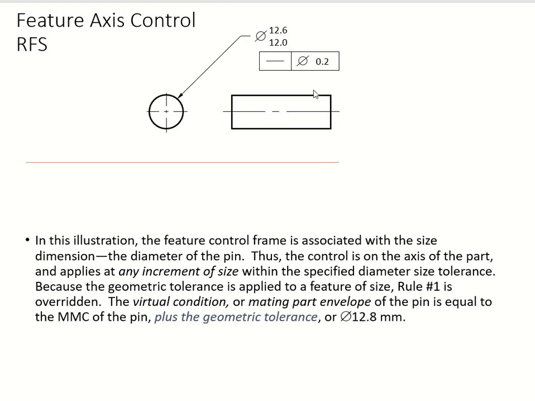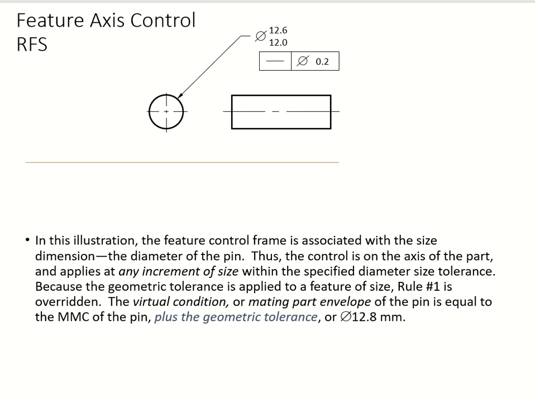Why? Because it's easy, because in the example you always see the axis, so you know the control is right on there because of this face. Of course, now we're dealing with the feature of size because we have a size limit and also the geometric tolerance written there for you, and we are going to override Rule 1. Why? Because a geometric tolerance is going to be applied to the feature of size, so we don't do Rule 1. Rule 1 is strictly for the regular feature.